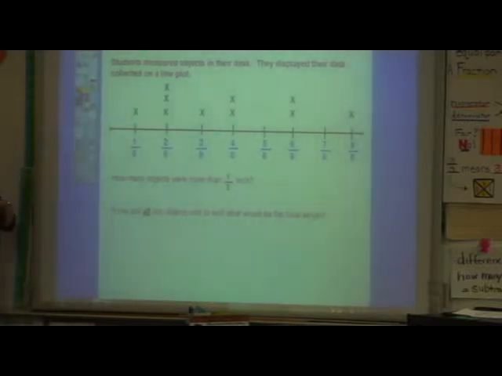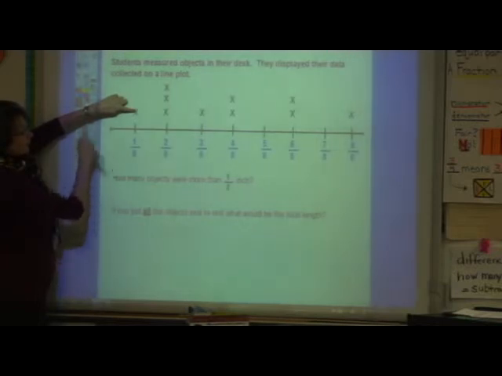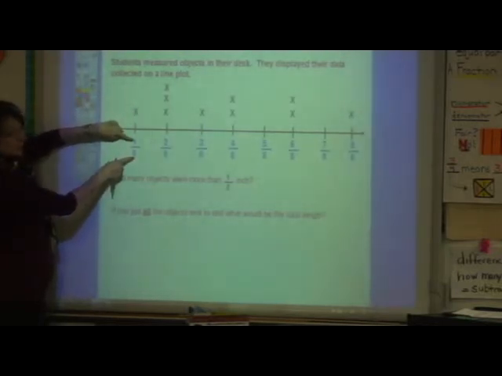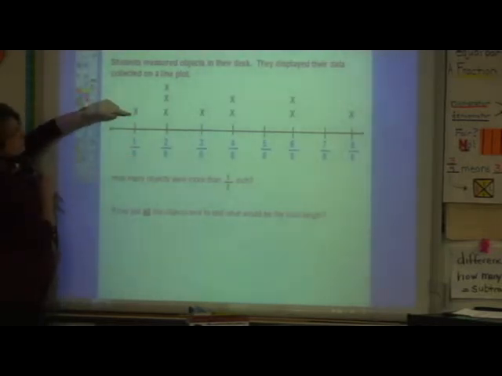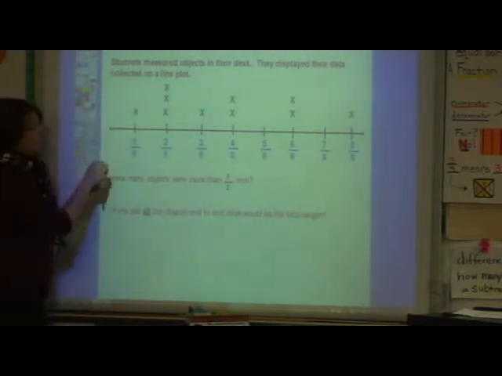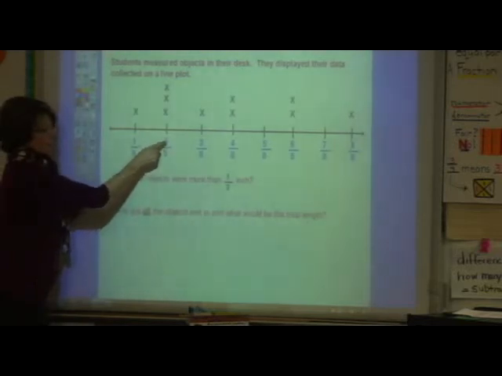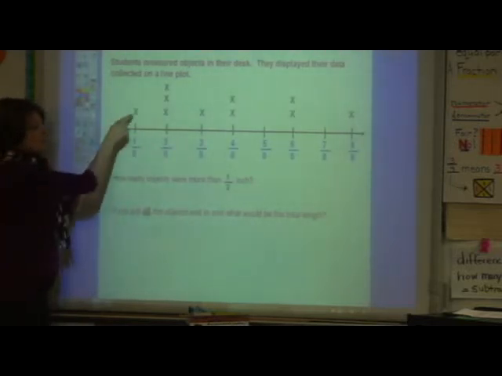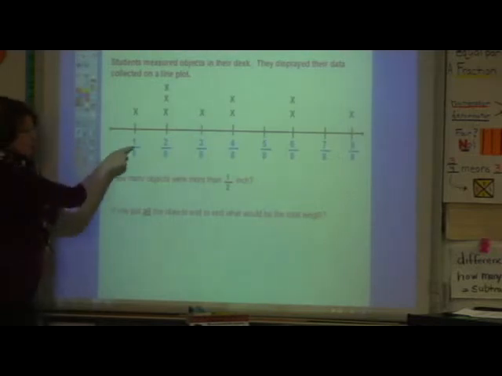Okay, the story problem might start: students measured objects in their desk. They displayed their data collected on a line plot. What we need the children to understand first is that this is a place to record data. So there'd be a group of students, and one student found out that they had an item in their desk that was 1/8 of an inch long. Three students turned in data that what they found in their desk was 2/8 of an inch long. So the X's represent the students that found that information.